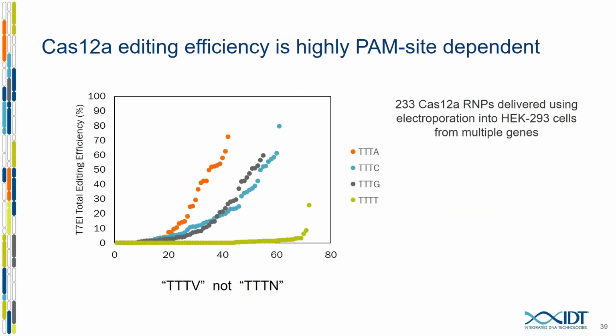And I mentioned that this is a triple T V PAM site, not the previously reported triple T N, and I think that these results nicely demonstrate that fact, where we looked at editing efficiencies at a lot of different sites. In this green color, these are quadruple T PAM sites, and the vast majority of those show no editing detected at all. Whereas for the other putative PAMs, triple TA, triple TC, and triple TG, those appear to be much better. So for that reason, we don't think people should select quadruple T PAMs for Cas12a.